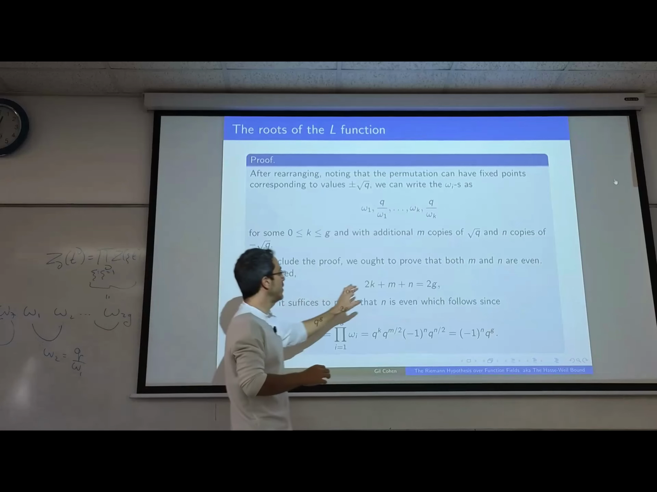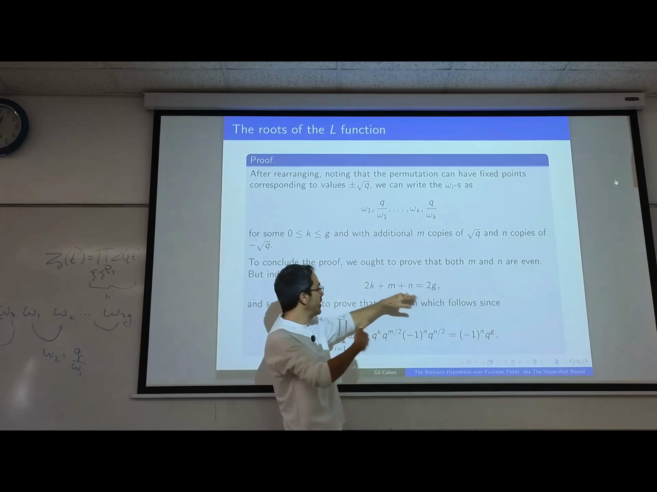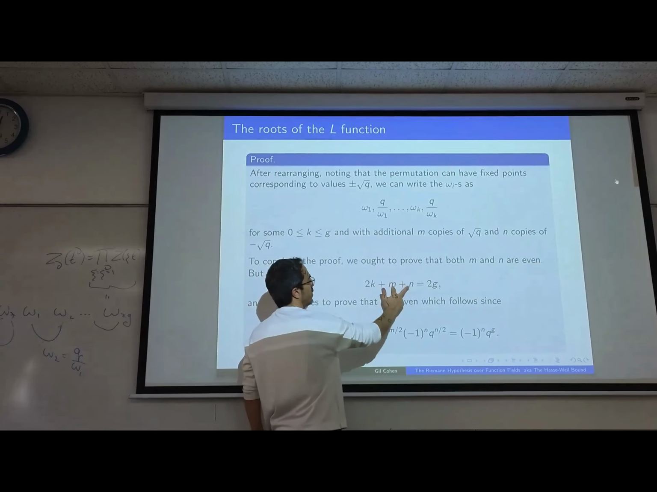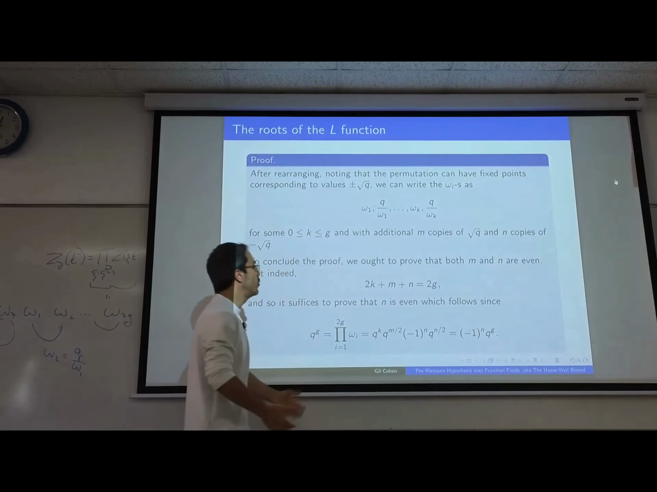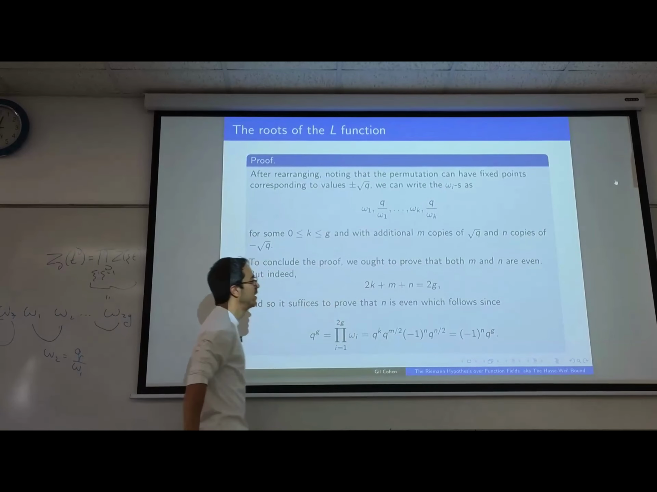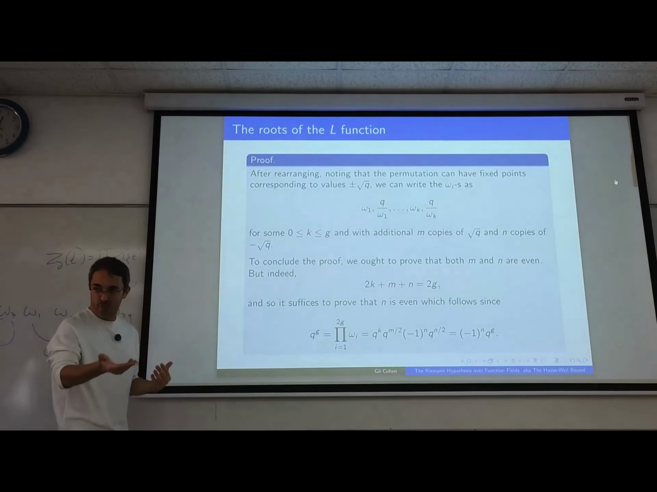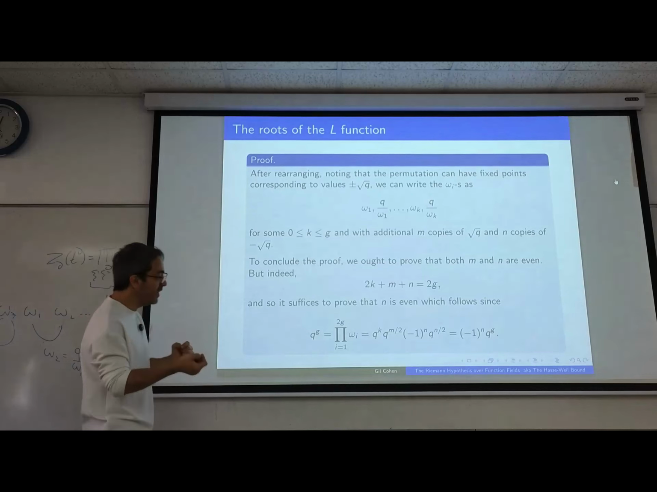So what do I know? I know that 2k plus m plus n is 2g, because I have 2g elements, and they are paired together and so forth. And I really want to show that both of them are even. Maybe just even n, but let's prove that both of them are even. And actually proving that one of them is even is proving that both of them are even, because the sum is even. So let's prove that n is even, and therefore m is going to be even, and then we are done. So why is n even?